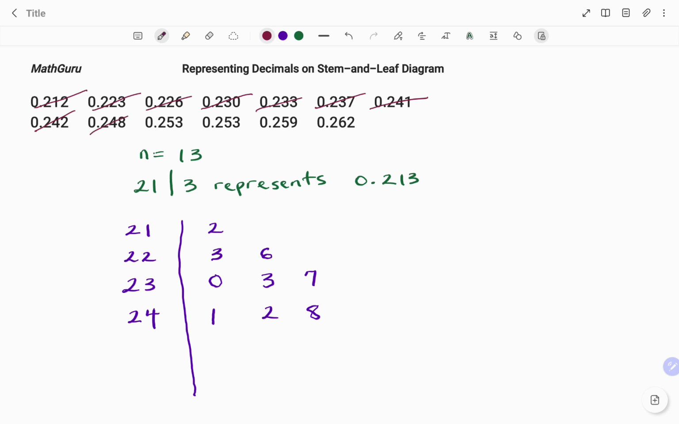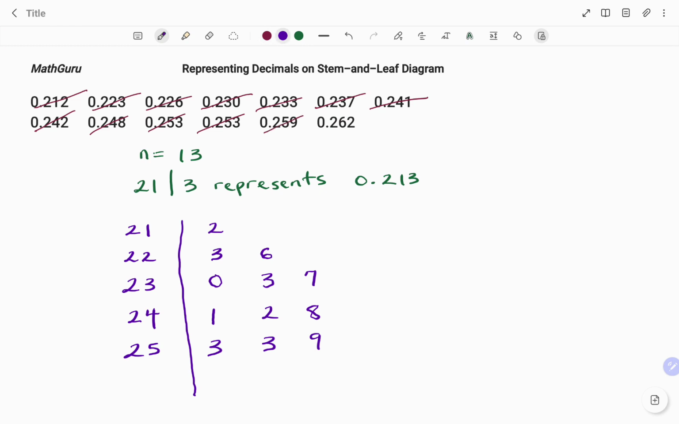Then I move to 25. So I start a new row. 25. Then I have the first leaf, that's 3. So I'm going to start by writing my 3. The next one, I'm still on 25. And then I have another 3. So I'm going to repeat my 3, because I have 2 numbers that are the same. You have to represent both numbers. I'm still on 25. The leaf for the next one will be 9. That's 0.259. So I'm going to take that out.